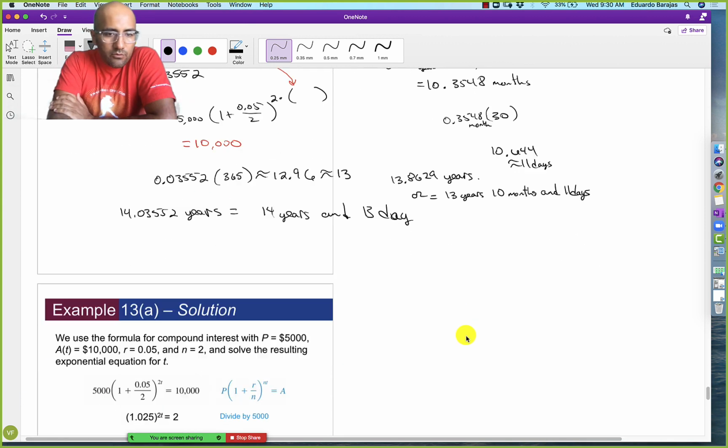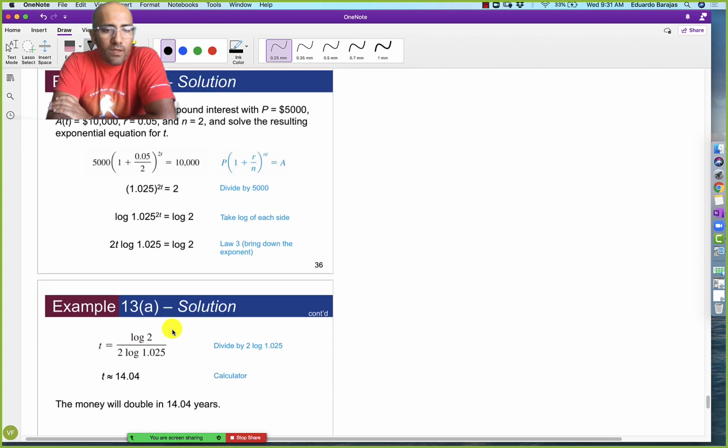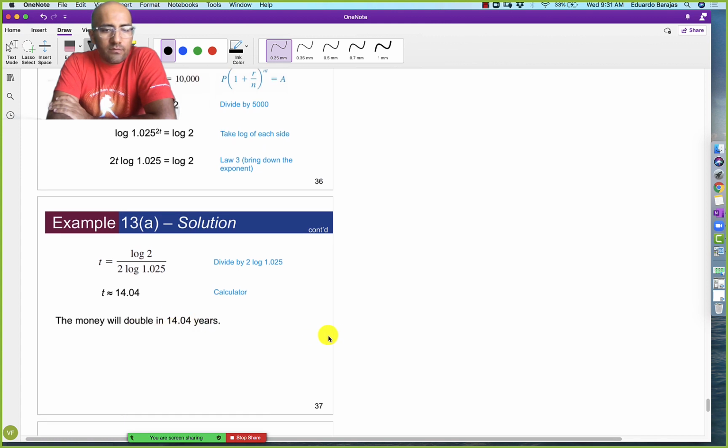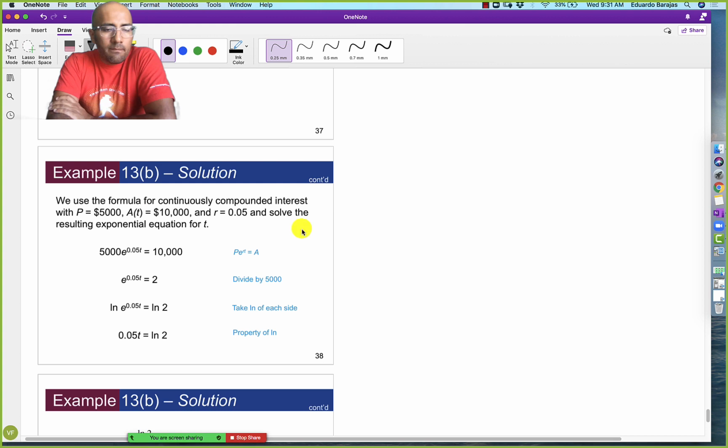Okay, let's double check what the author did. Same thing I did, I think. Yep, we placed it all into here, equals 10,000. Simplified this, logs to both sides. They also used log base 10. You could have also used log base e. And 14.04. So the money will double in 14.04 years. And over here, yeah, same deal.